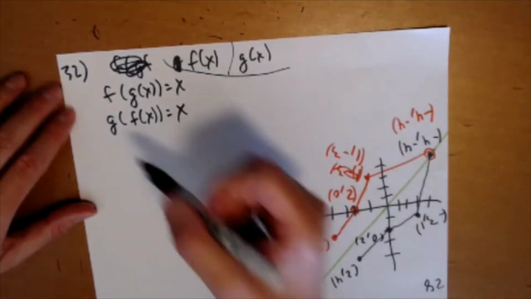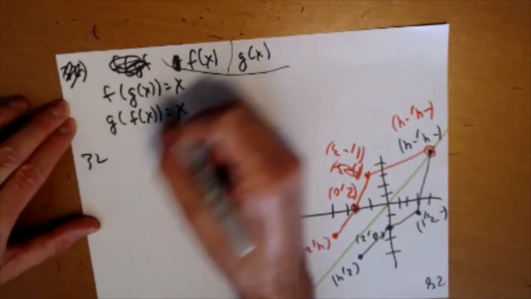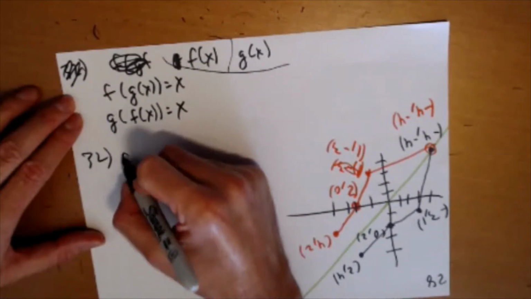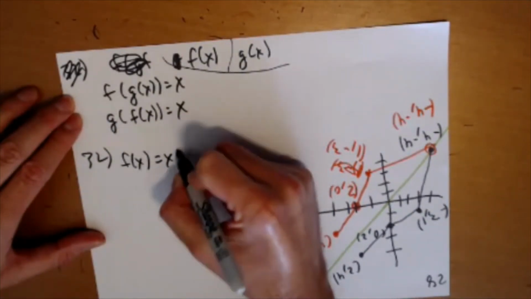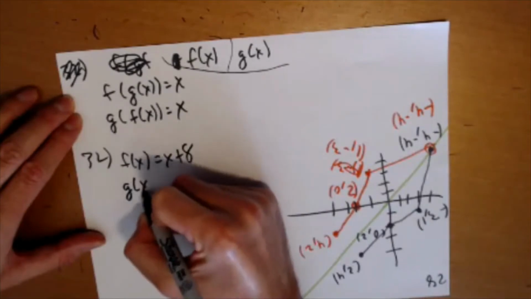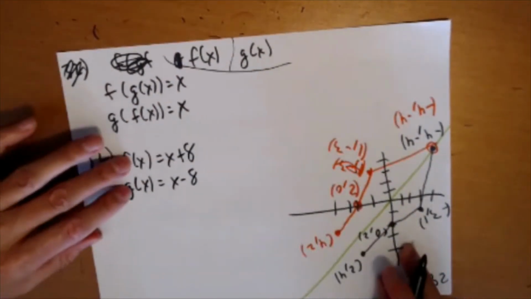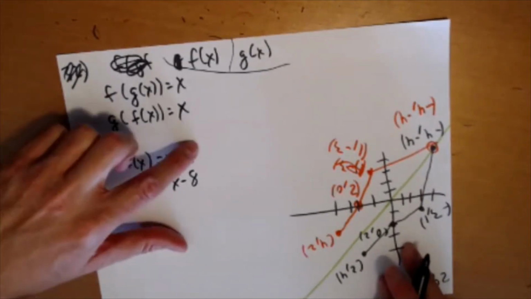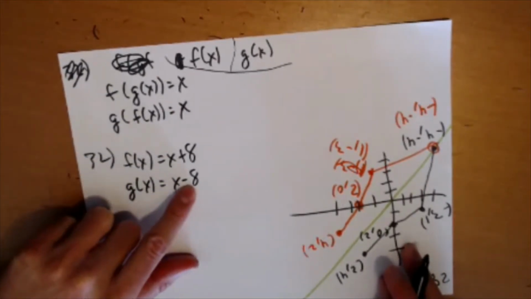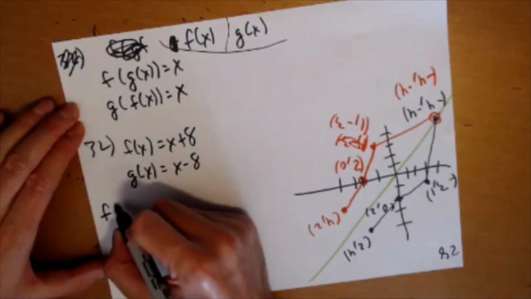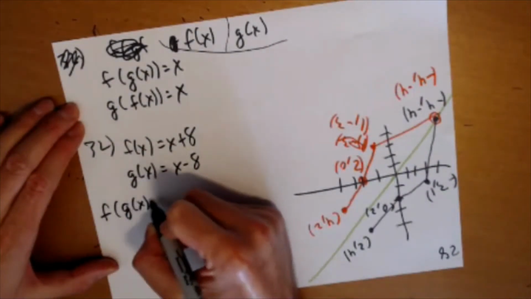Okay, so let's just try 32. So that's the idea. So 32, they give us f of x is x plus 8, and g of x is x minus 8. Okay, so do those ideas undo each other? Add 8 to something. Subtract 8 from something. Seems like it. So let's just try f of g of x.